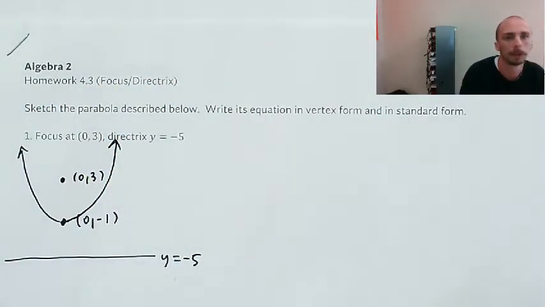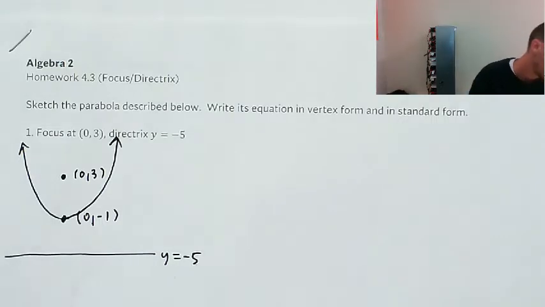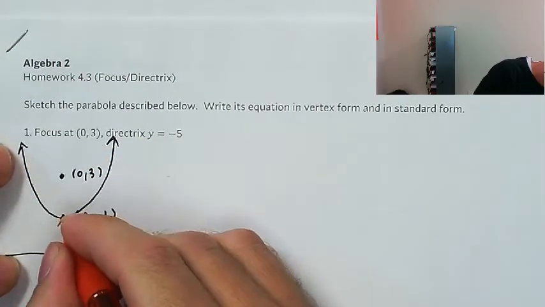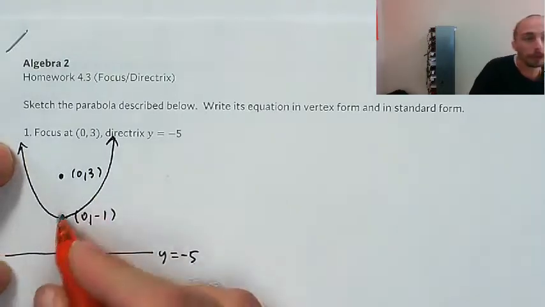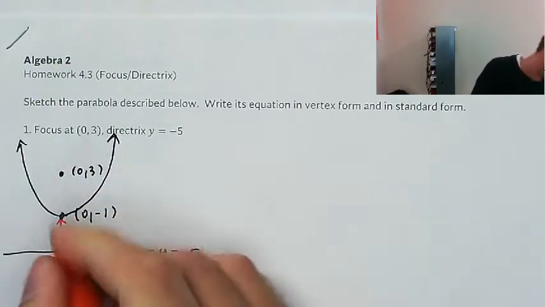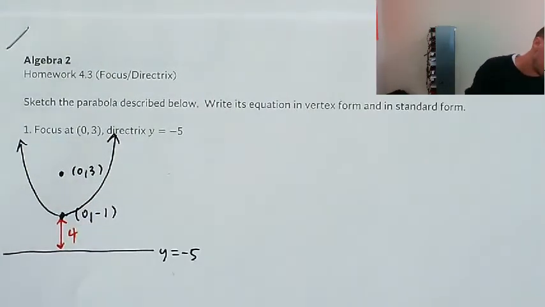That was not very symmetric, but it's good enough. That's a sketch. We know that p, which is the distance from the vertex to the directrix, or the vertex to the focus, is going to be 4, because it's from -5 to -1. So I've got p equals 4.